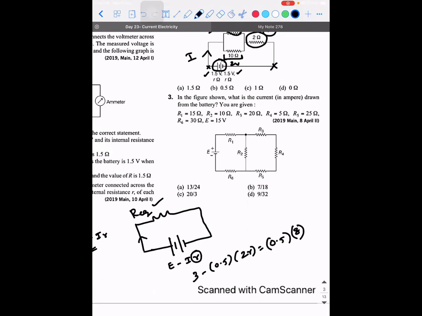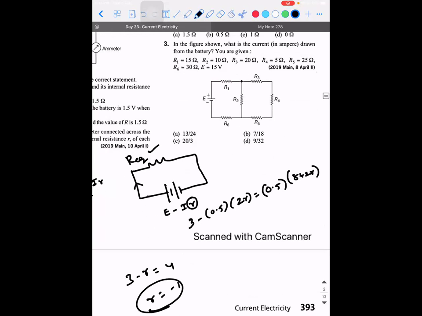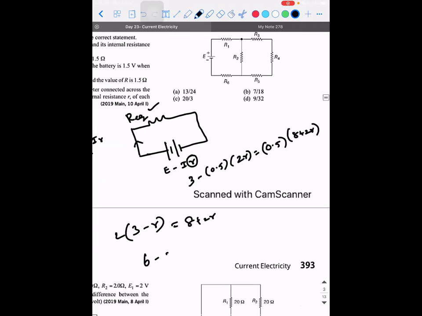I think I missed this point. The total resistance in the circuit is not 8, it is 8 plus 2R. Let's see if we are not getting a negative value. So 3 minus R is equal to 2 times 8 plus 2R. 6 minus 2R is equal to 8 plus 2R. So 4R is equal to minus 2. Still I'm getting a negative value.